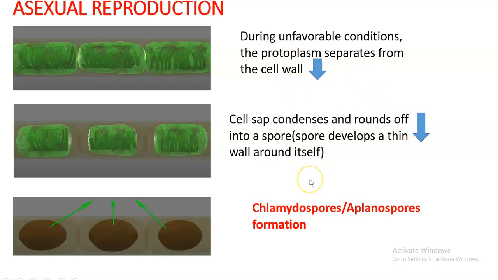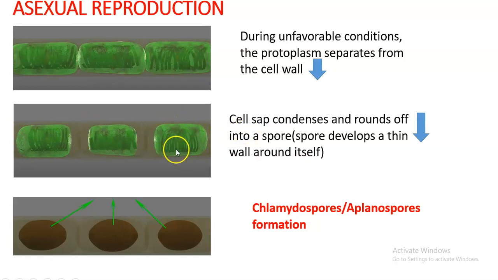Now the next set of reproduction is asexual reproduction. We have seen that vegetative reproduction was through fragmentation. Asexual reproduction is through a few different kinds of structures. One is chlamydospores or aplanospores. What will happen in this? As I told, during unfavorable or extreme situations, Spirogyra will go for asexual reproduction. This is the normal filamentous cells arranged end to end. Now during unfavorable situations, the protoplasm, this green structure, around which you can see the cell wall, will be separated from the cell wall. You can see there is a gap between the protoplasm and the cell wall.